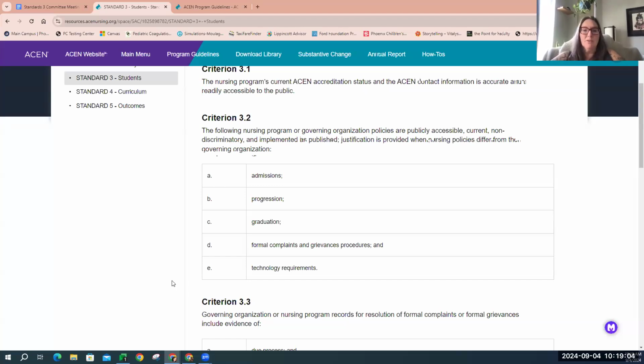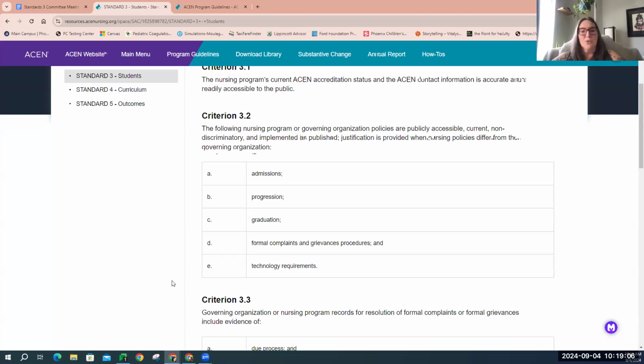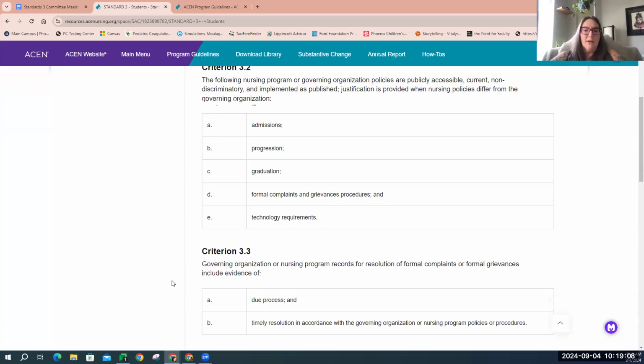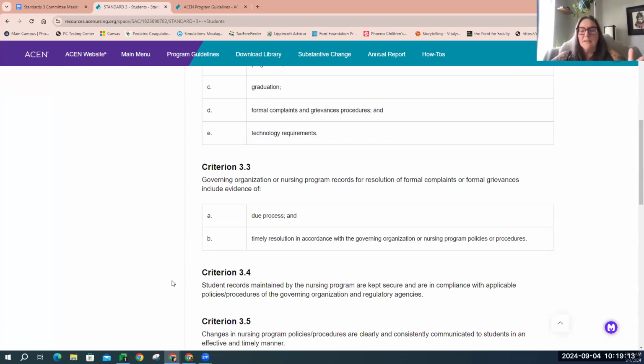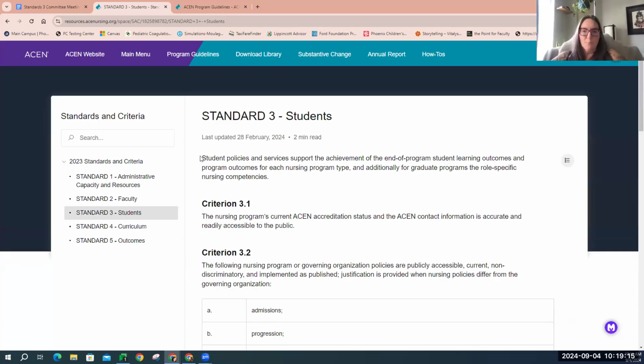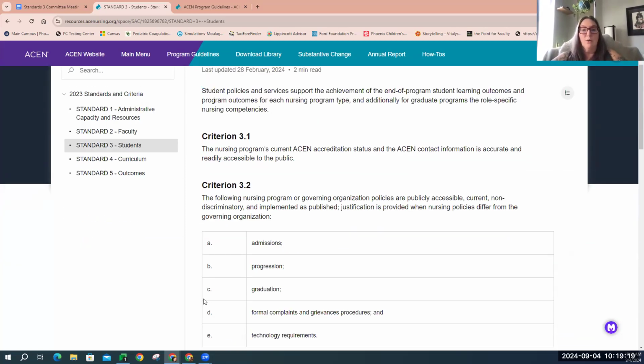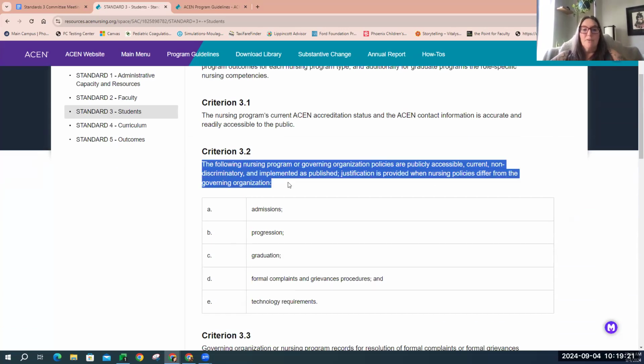When you go in and click on standard 3 under students and start scrolling down, it'll start with the standard. It'll tell you what that standard is, and then there'll be smaller bullet points underneath it. So if you were looking at criterion 3.2, the following nursing program or governing organization policies are publicly accessible, current, non-discriminatory, and implemented as published. Justification is provided when nursing policies differ from the governing organization.